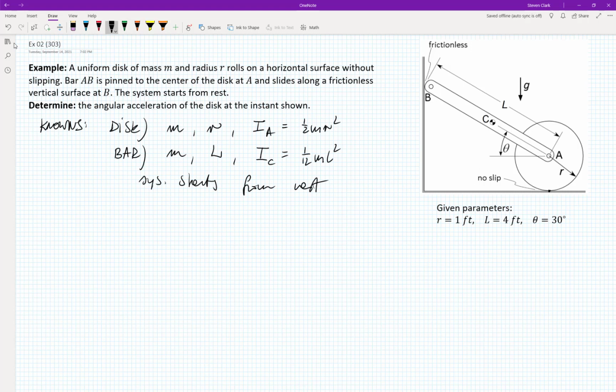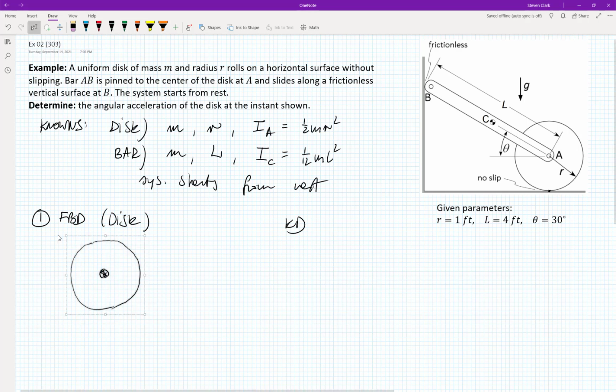So let's do the same procedure. FBD for the disk. And KD. So I'm going to draw a perfect circle again. Yeah, check this out. Okay, I'm gonna copy and paste it. And what forces act on our body? I think that we have mg in here, and this is point A.